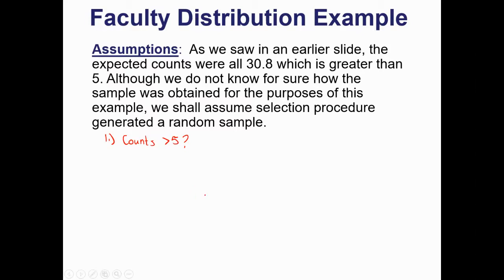So what did we say we wanted all the expected counts to be when we did this? 30.8. So we could say something like all expected counts are 30.8, which is greater than 5. Done. Do we have to list them all, or can you just say all expected counts are greater? If your table is there in the problem already, you could say they're all greater than 5.